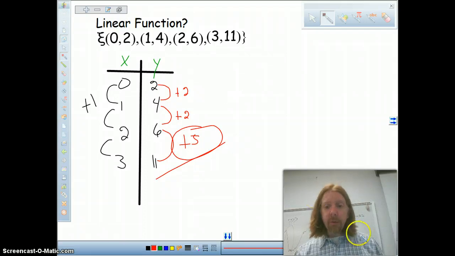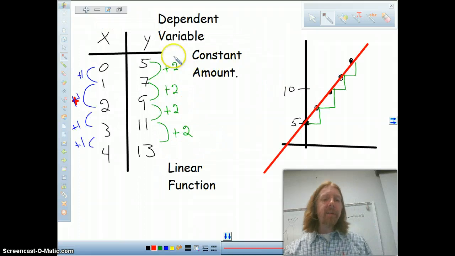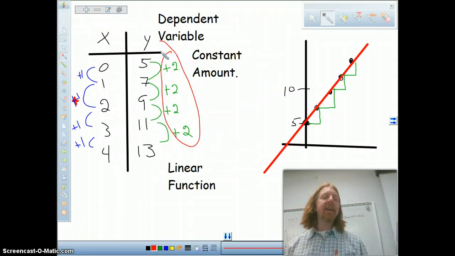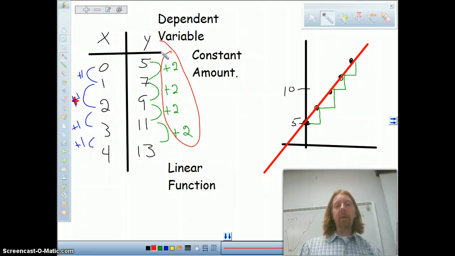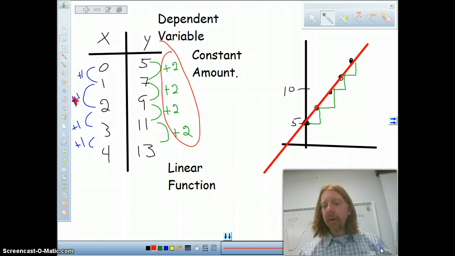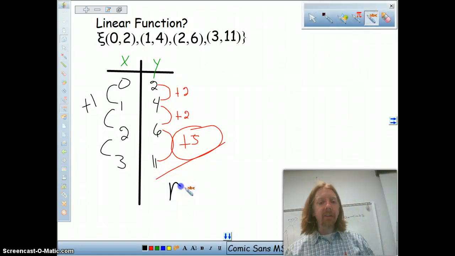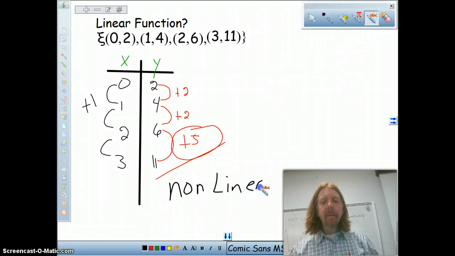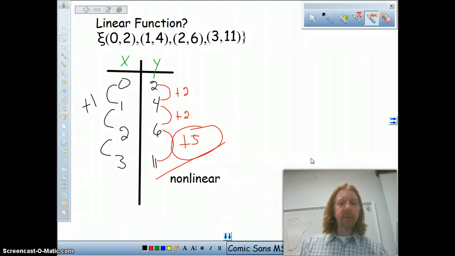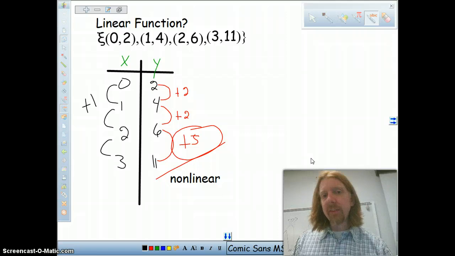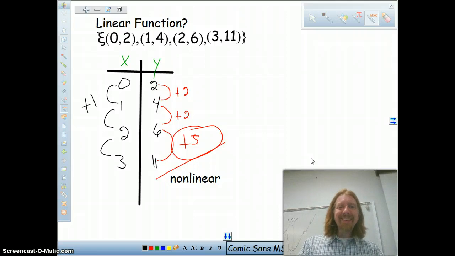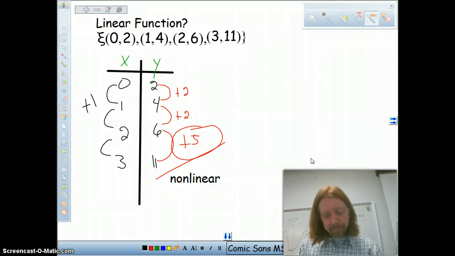So to review what we've said so far, a linear function is going to have a constant increase as I work my way down the table. Compared to that, a nonlinear function is not going to have that constant increase. Now, I can still say that it is a function. Every value in the x column is being used exactly once in the y column. So it still fits the idea of function. It's just not linear, so I can't count it.